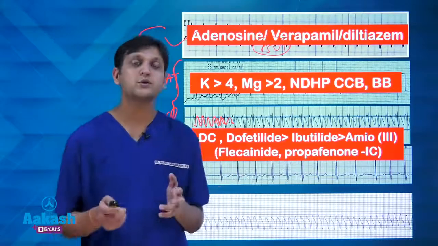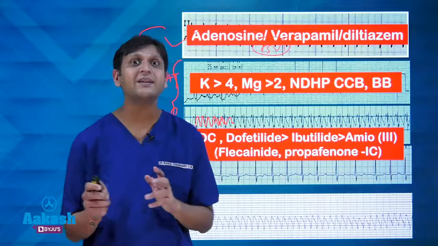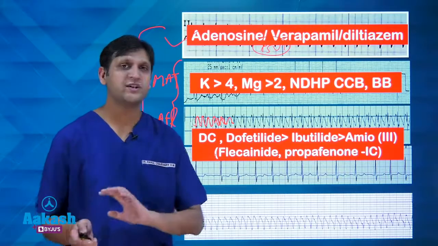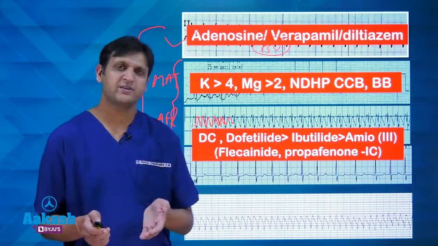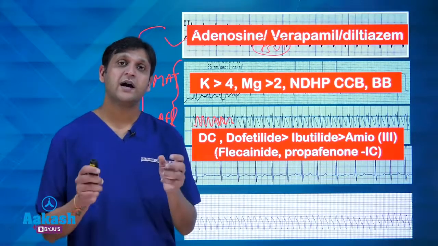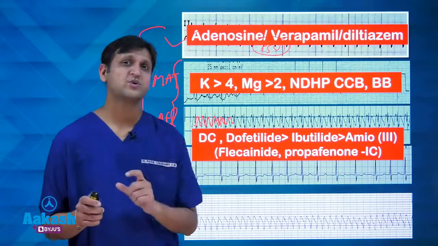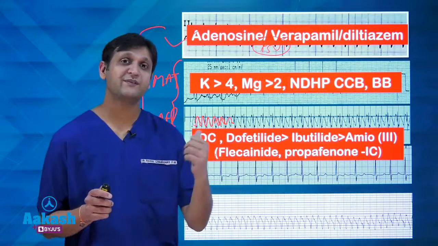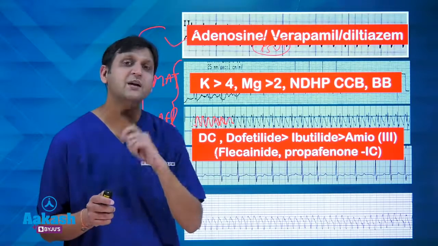Now, these have also been used for what is known as pill in the pocket, right? Say, for example, a patient has lone atrial fibrillation. Atrial fibrillation, young patient, no comorbidities, no hypertension, no diabetes, has small episodes of atrial fibrillation. For terminating those episodes, you can take flecainide and propafenone as a single pill, right?